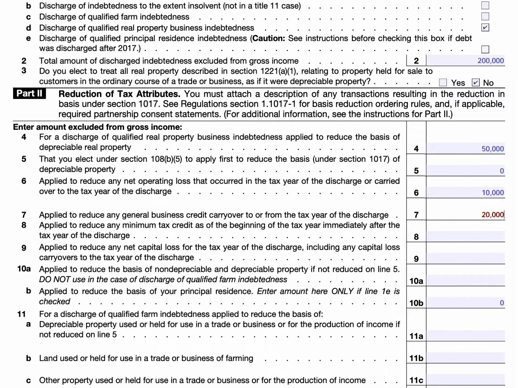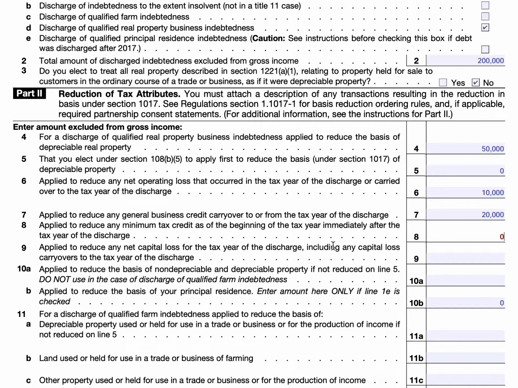That credit basically absorbs some of this discharged debt so that we can exclude it from income. It would have been an includable item in income, but now we're wiping out a tax credit. So that's why we use that to eliminate. Let's see, any minimum tax credit at the beginning of the year immediately after the year of the discharge. If there were any minimum tax credits that were carried over, then you would apply them here. For the sake of this argument, we'll just say none applies.